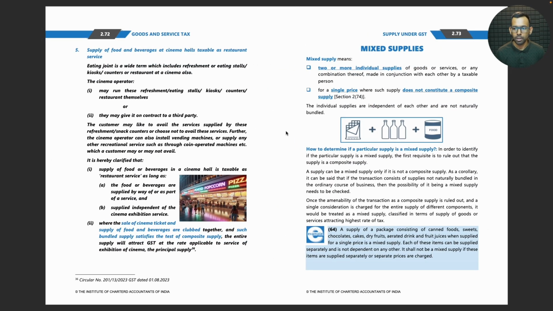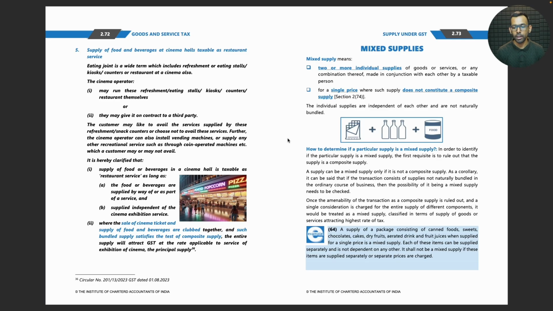Mixed supplies and composite supplies. Composite supply we discussed yesterday. Now let us talk about mixed supply. Mixed supply means two or more individual supplies of goods or services or any combination thereof made in conjunction with each other by a taxable person for a single price where such supply does not constitute a composite supply. Section 2, clause 74. How to determine if a particular supply is a mixed supply?